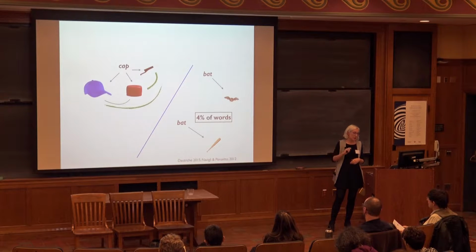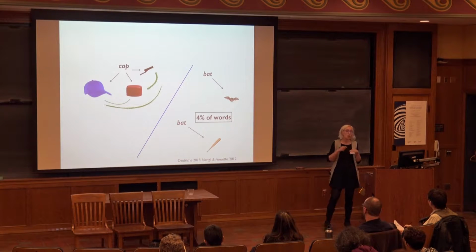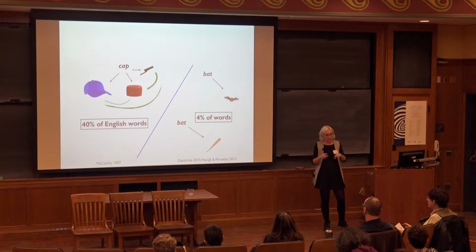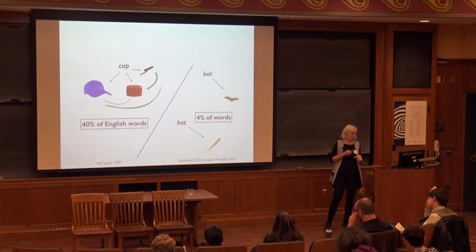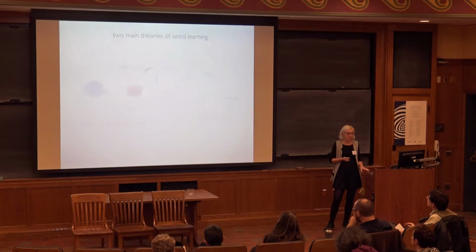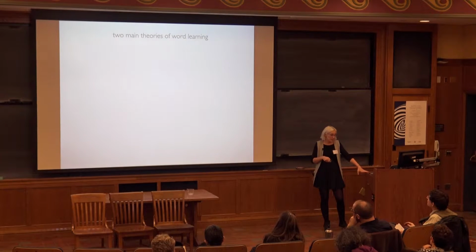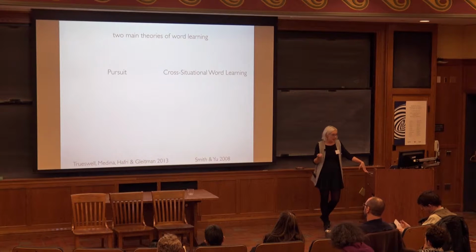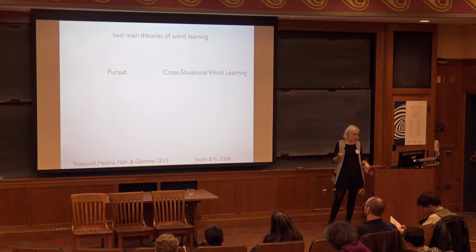And we also know that only about 4% of words across all languages are homophonous, whereas just within English, about 40% of words are polysemous. That's a conservative estimate. And because these words seem different from one another, we wanted to think about whether this difference could present in learning. What does this mean for learning the meaning of words? So we're going to look at two main theories of word learning to see what they have to say about this. The first is called pursuit, and the second is called cross-situational word learning.